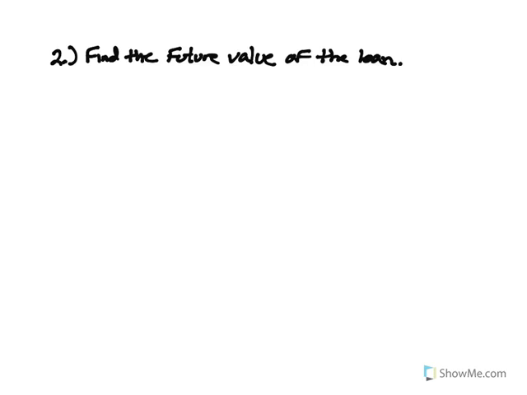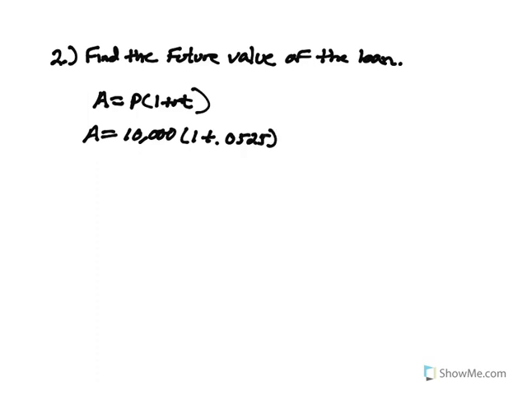In order to do that, we're going to use the future value formula. You remember, A equals P times 1 plus RT. Now we just plug in some information. We already know the principal. That was given to us. That was $10,000. And it's going to be 1 plus, what did we say the rate was? 0.0525. And then the time is 3/4 of a year, so that'd be 0.75.